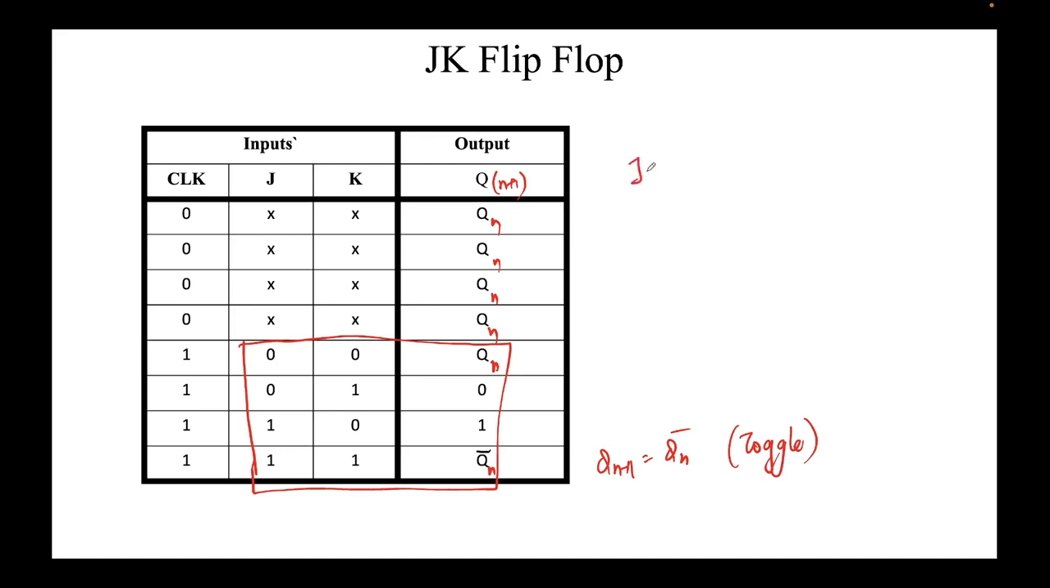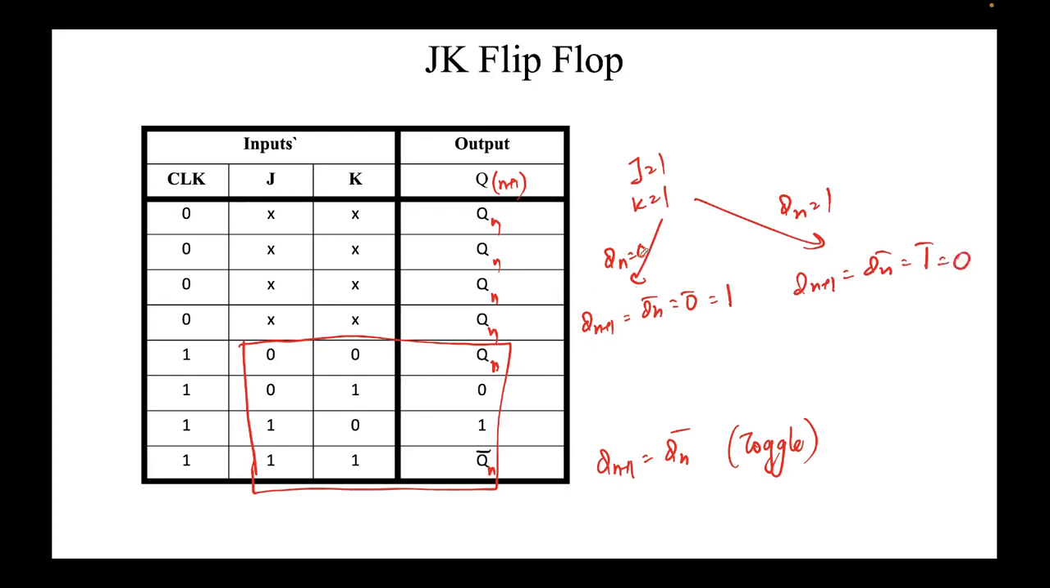So let's say when J is equal to 1 and K is equal to 1, and let's say Qn is equal to 0, right? So what will happen according to this? Qn plus 1 will be Qn bar, which is 0 bar, which is 1. Or it can happen that the initial state was 1. Then again the formula remains the same. Qn plus 1 is equal to Qn bar, which means 1 bar, which is equal to 0. So we note that the initial state was 0, it became 1. This is called toggle. If the initial state was 1 and the final state becomes 0, this is again what is called toggle. Hence, when the condition J is equal to 1 and K is equal to 1 for a JK flip-flop, we call such a condition the toggle condition.